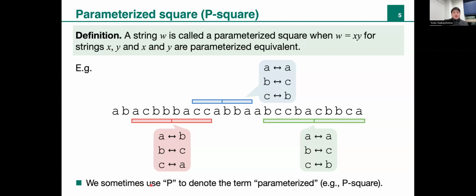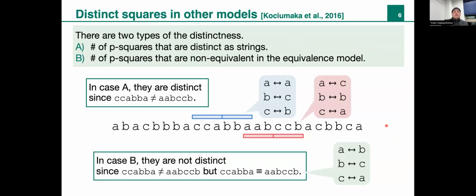We sometimes use capital P to denote the term parameterized. For example, we sometimes say P-square instead of parameterized square. Here I will explain definitions of the distinctness of squares in other equivalence models. This notion was stated by Nakashima in 2016.